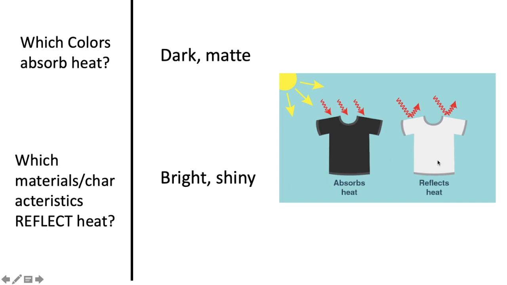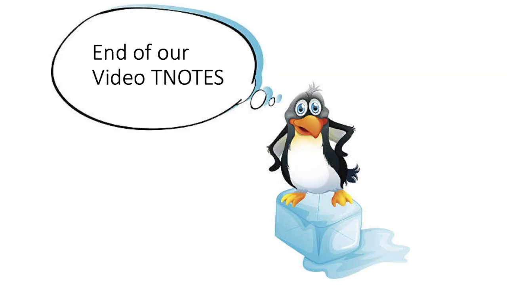And so if you have, for example, blonde hair or light colored hair versus dark colored hair, if you've both ever gone outside in the sun for a while and touched the top of your head, you'll notice that the person with the darker hair will feel hotter. And that is because the darker colors will absorb heat better.